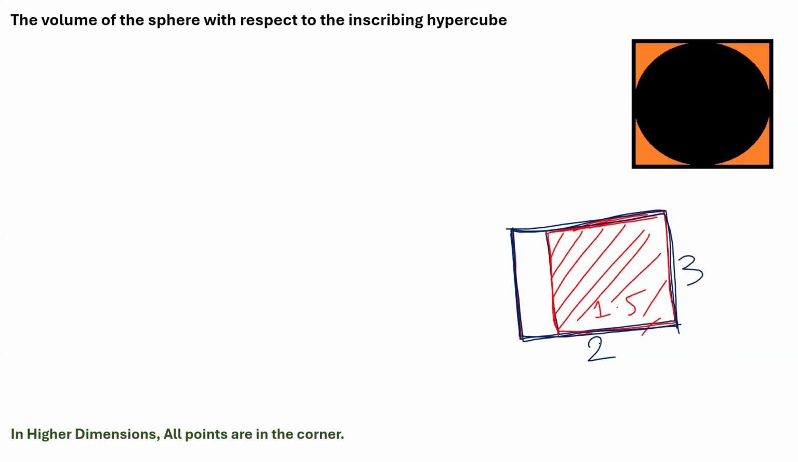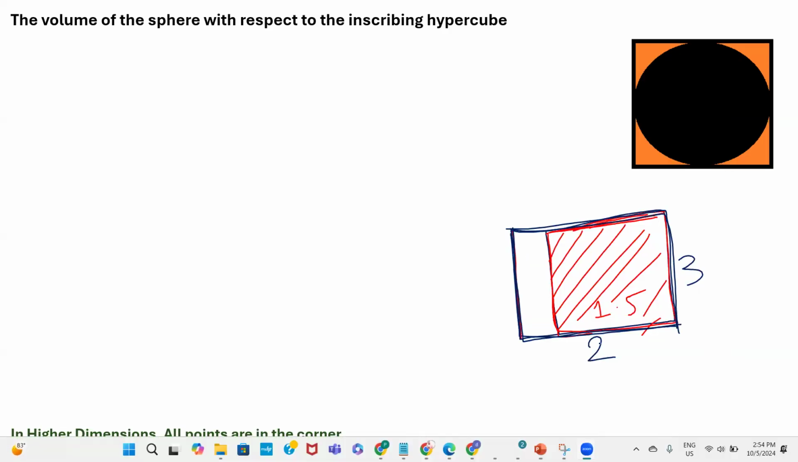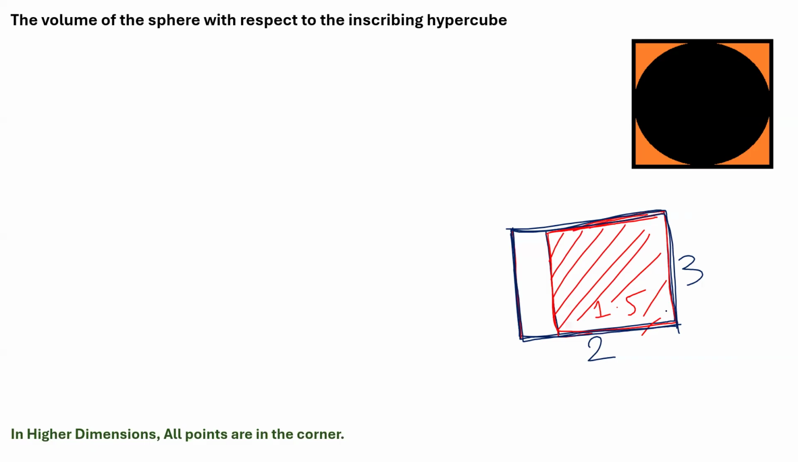So what is the volume of this? The volume of the smaller, or area of the smaller rectangle. You can also call that volume in the higher dimensions. But what is the area of this? It is 3 into 1.5, right? 3 into 1.5 is the area of the inner rectangle. The outer rectangle area is 6, right? So 6 is 100 percent.